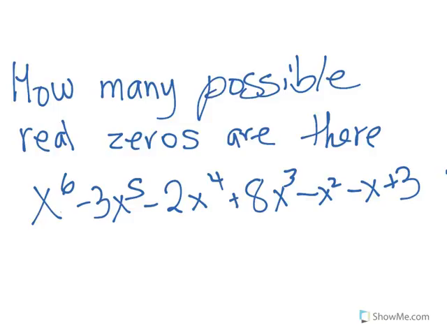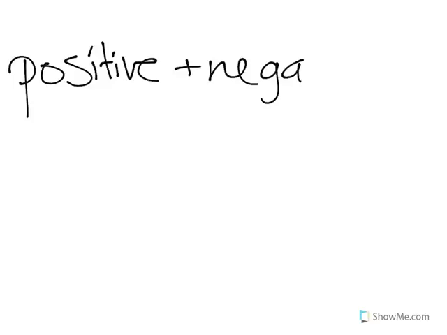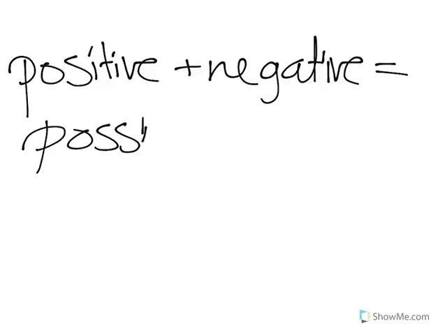So, as you might recall, I said that the number of sign changes tells you the number of possible positive real zeros. But here we don't have the word positive. So how can we find all the real zeros? Well, you know that if you add the positive real zeros plus the negative real zeros, you will get all possible real zeros, right?